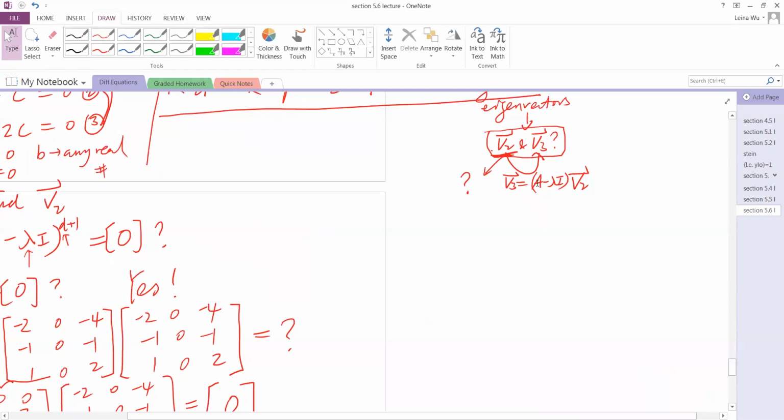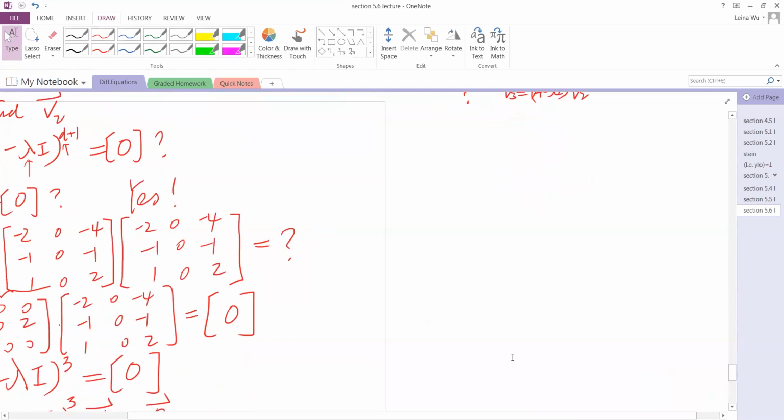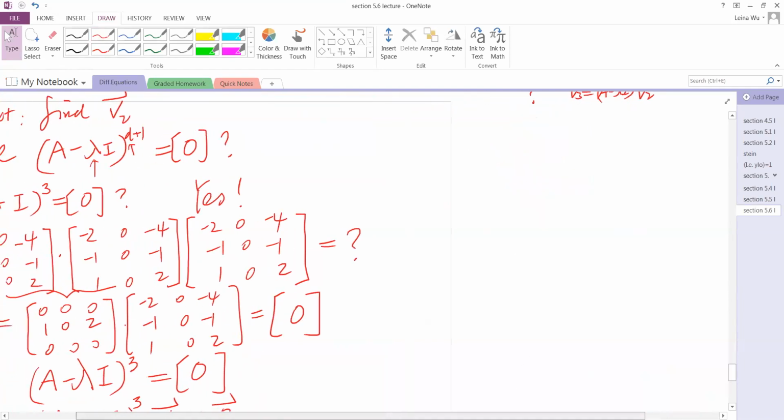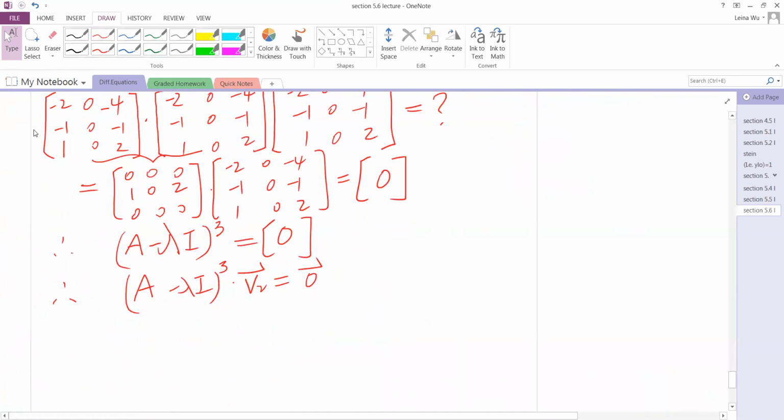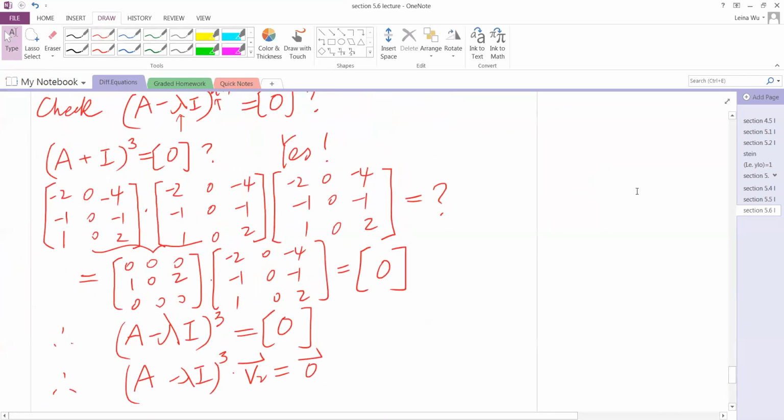Okay. So I'll just need to get V3 as A minus lambda I times V2. You don't have to do this checking again. And it should be zero, because if you raise that to the fourth power, would that still be a zero matrix? That was my question. Yeah, it will still be zero, right? The matrix will still be zero. So the quick way to get V3 would just be V2 times that matrix.